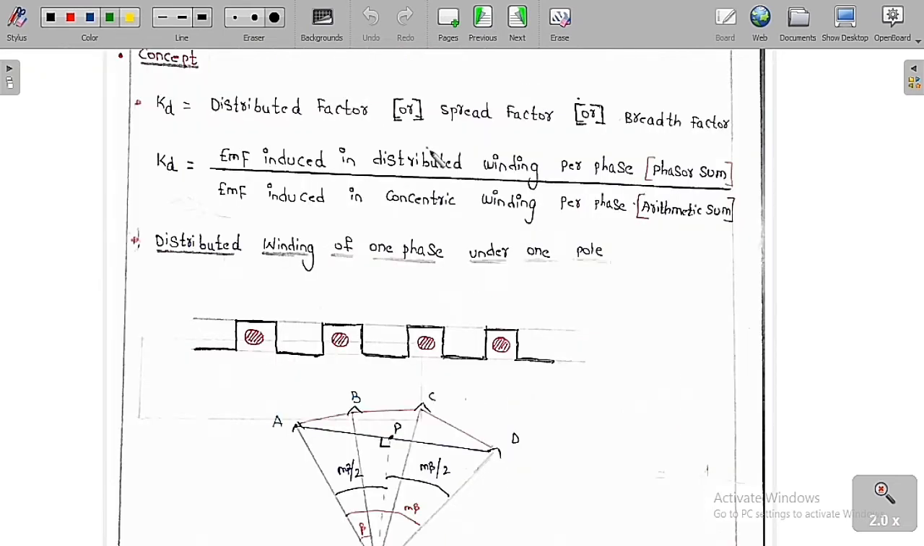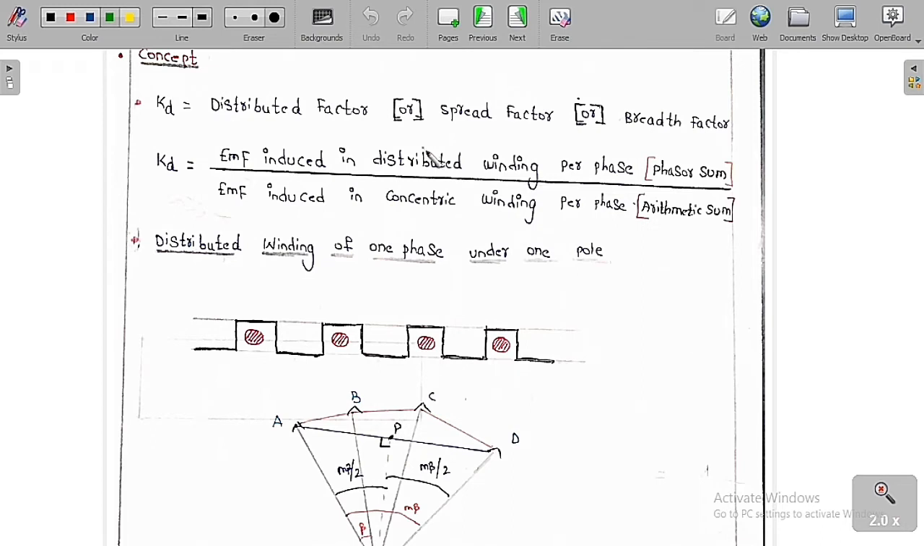Let me discuss another important concept, which is called the distribution factor. In the previous case, we have learned about the pitch factor. Pitch factor is going to come only if you go for the short pitch winding. Whereas the distribution factor is going to come whenever you go for distributed winding. So listen carefully. Whenever you go for short pitch winding, the pitch factor is what you get. Otherwise, if you go for full pitch winding but it is a distributed winding, then the distribution factor comes into the picture.